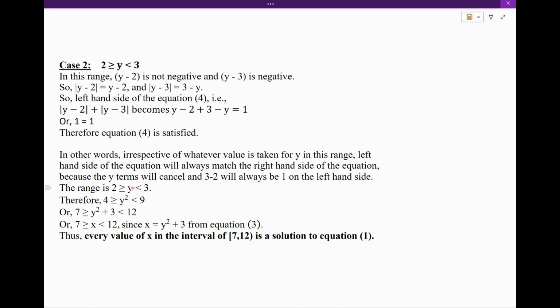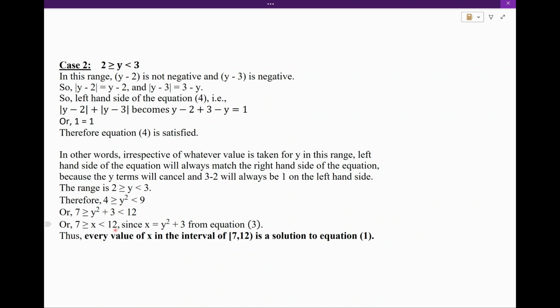Therefore, if you square, we get 4 greater than or equal to y square less than 9, and if you add 3, we get 7 greater than or equal to y square plus 3 less than 12. So y square plus 3 being equal to x, we can write 7 greater than or equal to x less than 12, since x is equal to y square plus 3 from equation 1.